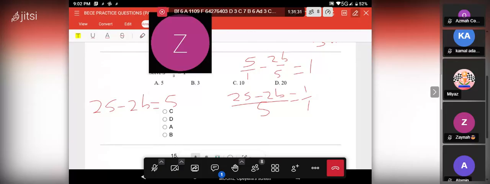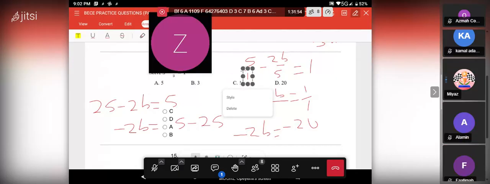Collect like terms. Minus 2b is equals to 5 minus 25. Minus 2b is equals to 5 minus 25 is minus 20. Divide both sides by minus 2. b is equals to 10. Thank you. b is equals to 10.